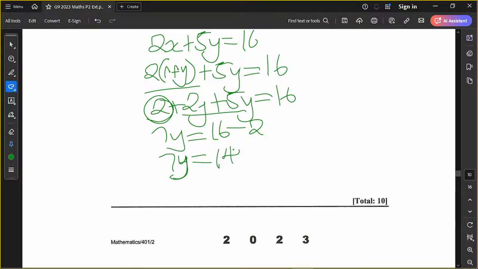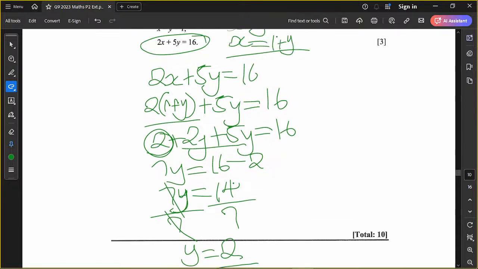Then I want to find the value of y. So I divide both sides by 7. 7y, I want to remain with y. That means I need to get rid of 7 and remain with y. So I'm going to divide both sides by 7. These 7s will cancel each other out, leaving me with y, which is equal to 14 divided by 7, which will give me 2. So the value of y is 2.